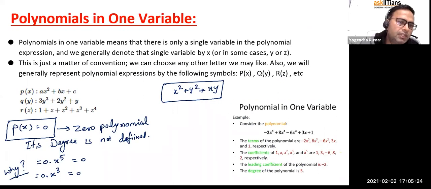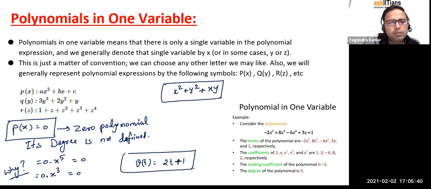We can have the variable as y, as z, or as t. In physics you might be using it in the velocity time relation. Suppose 2t plus 1. According to the time, the velocity or speed is changing, so it depends on the time. So t is the variable here. Time is the variable. So the variable could be anything. It's just our convention. I hope you got the idea.